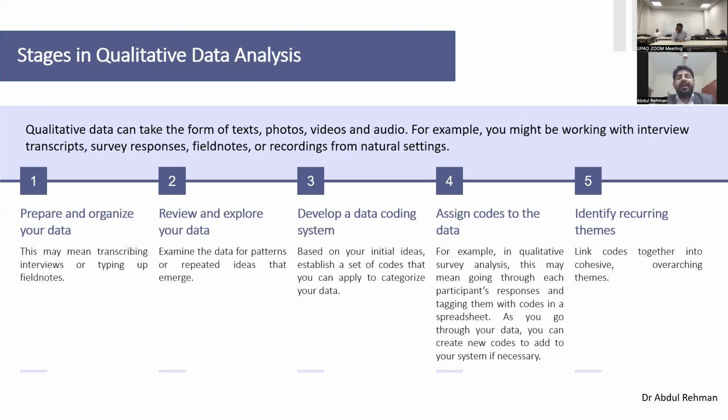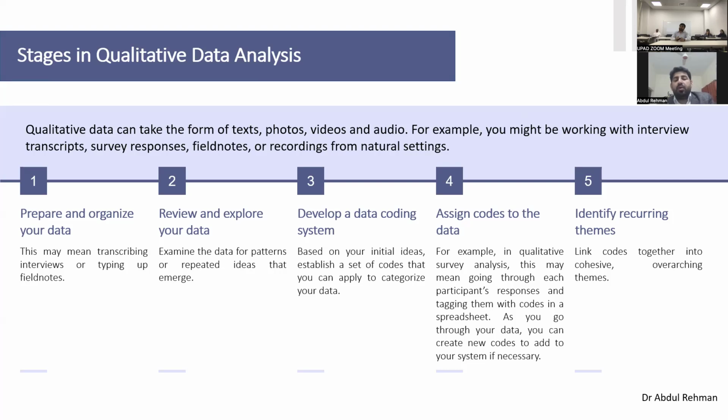Second is review and explore your data. Then you read and reread again and again to get the essence of that data. Third is develop a data coding system. Then you would assign different codes to different excerpts. For example, you say, okay, this deals with housing, this deals with environment. So I would explain in detail after a break.